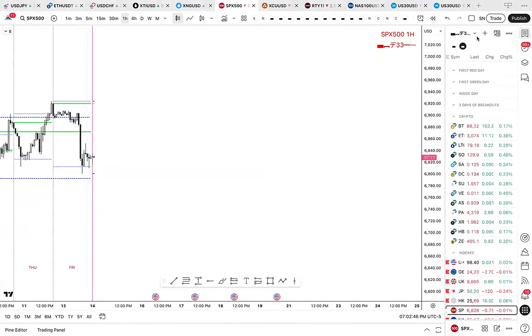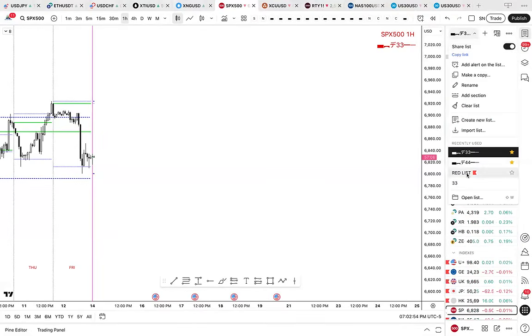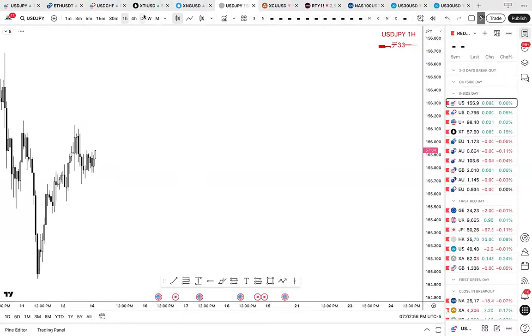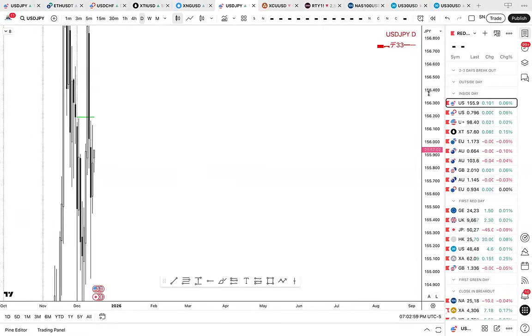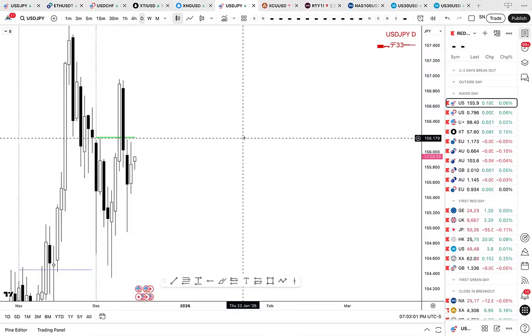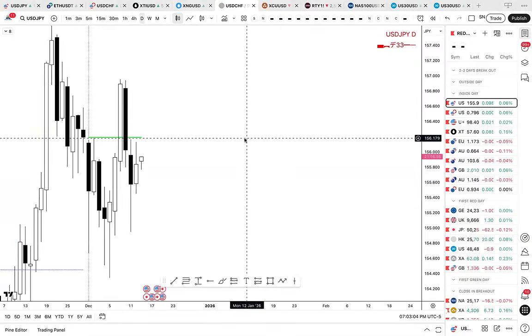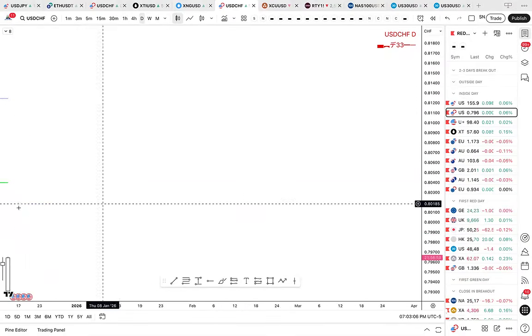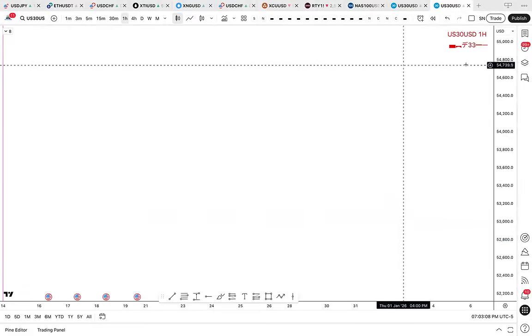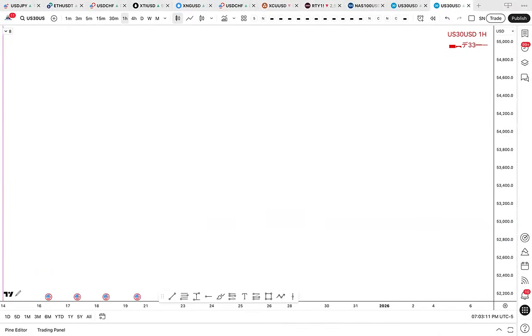But again, just one more time, here's the watch list, or at least my watch list. There's a lot of pairs that are potentially setting up. We have a lot of inside days. So if you like the inside day, guess what? The inside day can only do one or two things. Let's just say this is our inside day. There's the high, there's the low, and here's the close.